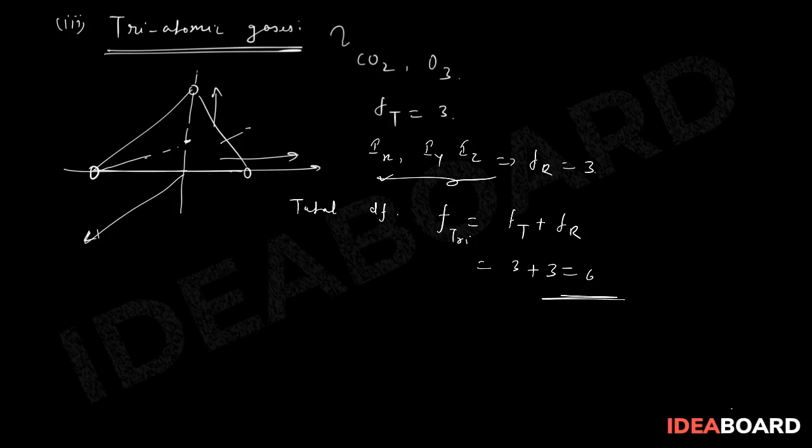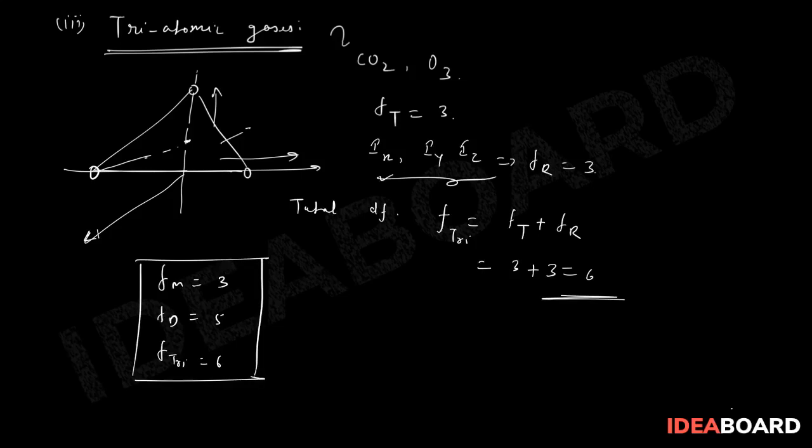Okay, so F monoatomic is 3, F diatomic is 5, and F triatomic is 6. This thing is very, very important. You need to remember. That was the concept of degree of freedom. It will be pretty helpful in calculation of molar heat capacities and the value of gamma, which is the adiabatic exponent. We will be discussing it in thermodynamics. Okay, so learn it by heart. That's it.